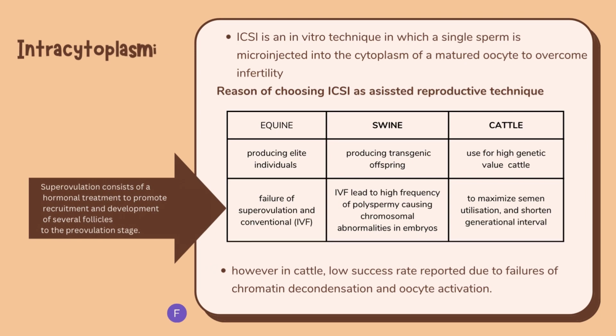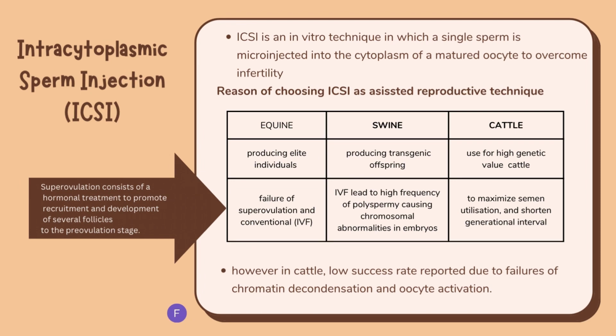Since IVF is used to treat infertility in females, intracytoplasmic sperm injection, also known as ICSI, is used as an assisted reproductive technique to treat infertility in males. What is ICSI? ICSI is an in vitro technique in which a single sperm is microinjected into the cytoplasm of a mature oocyte to overcome infertility.